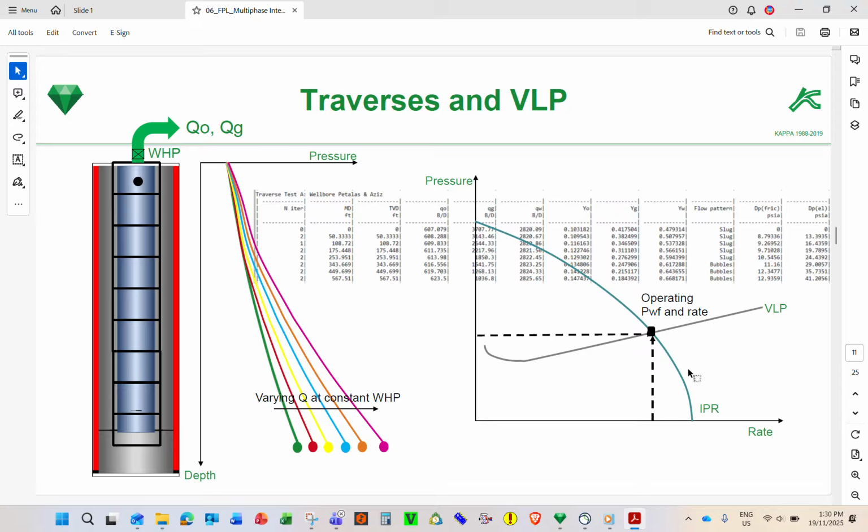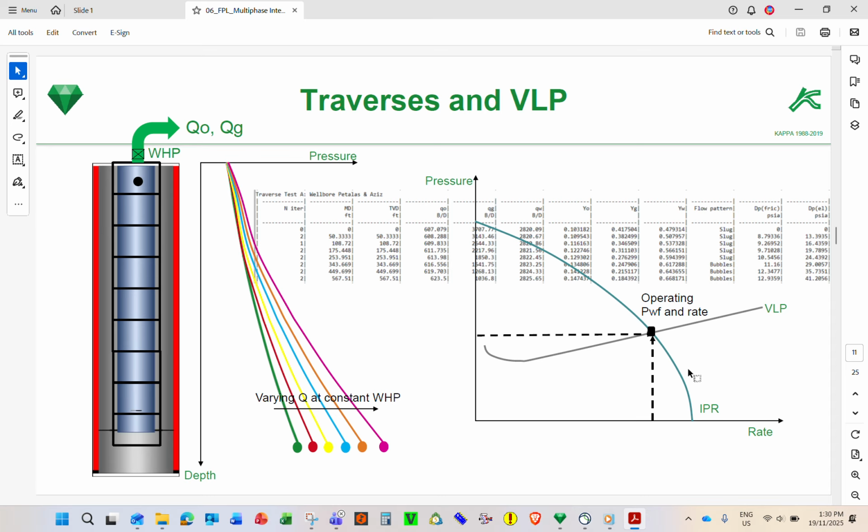Like in the first day, I explained this one: in order to increase the rate, this is the optimum flowing pressure. So if you want to get a higher rate, you need to have a lower flowing pressure, or you have to increase your IPR. So something like that. That's the technical operating.